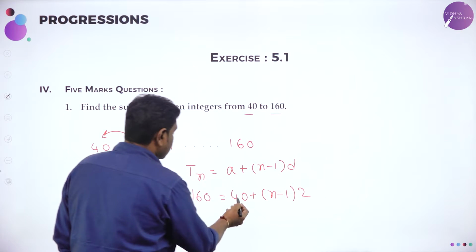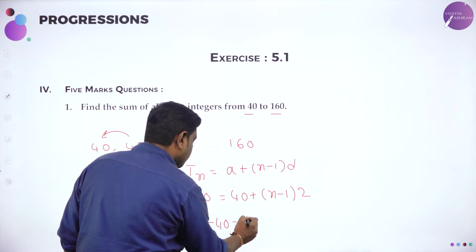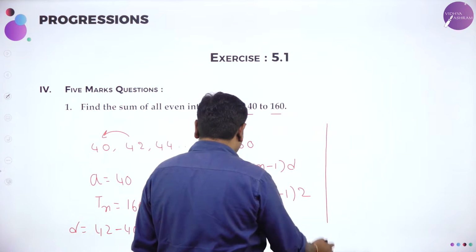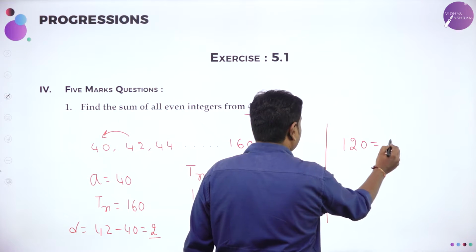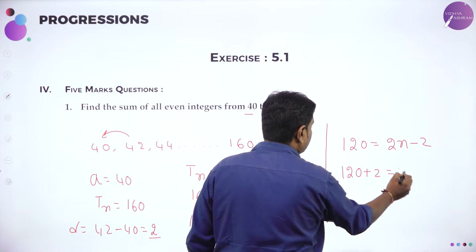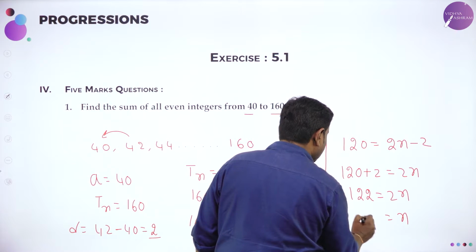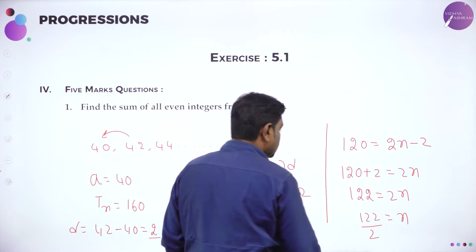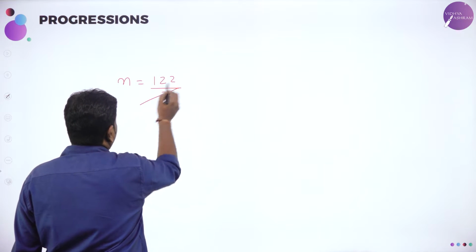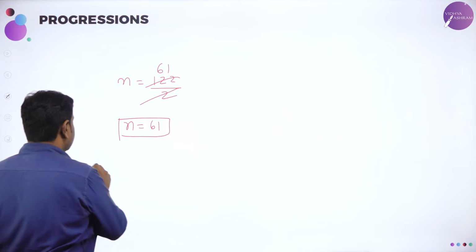To simplify this, you bring 40 to this side, so it will become 160 minus 40 is equal to 2n minus 2. If you rearrange, it will become 120 is equal to 2n minus 2. Bring minus 2 to this side, so 120 plus 2 is equal to 2n. So 122 is equal to 2n. So what is n? n is 122 divided by 2. You got n, 61 terms are there.